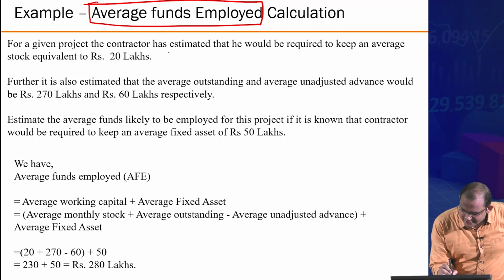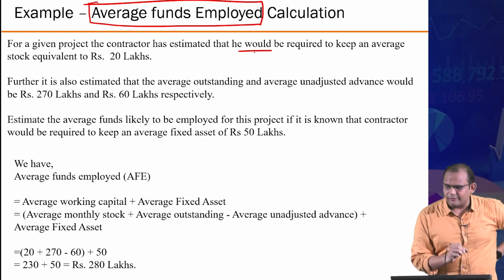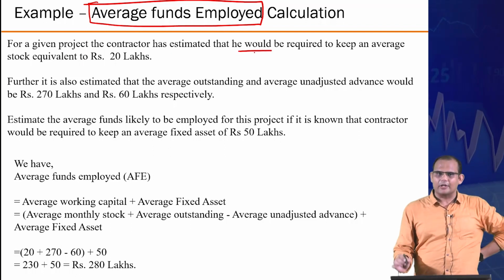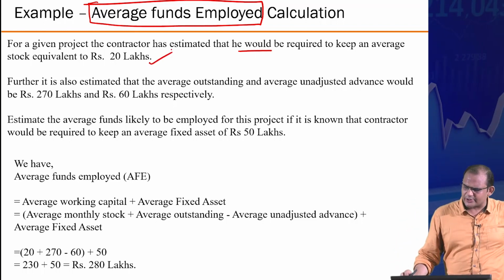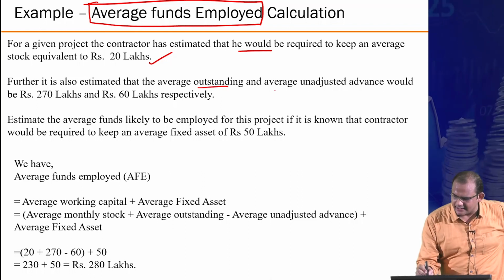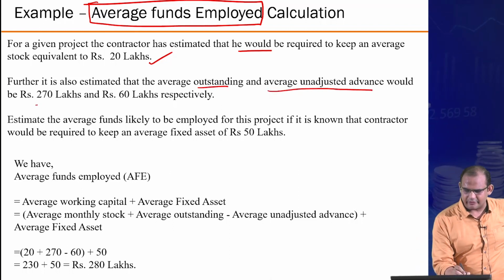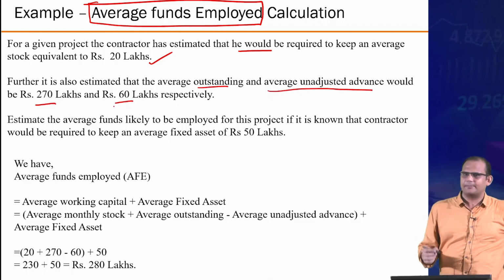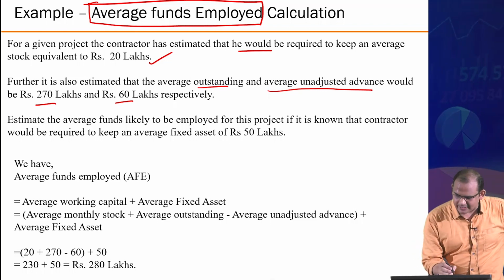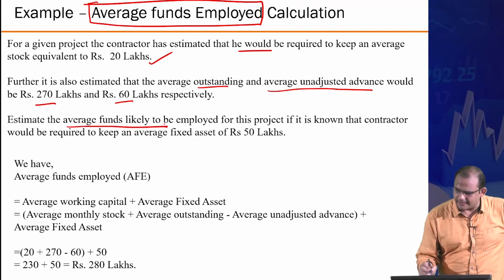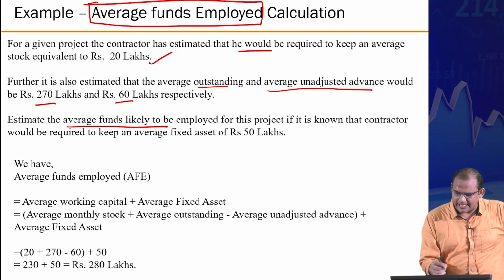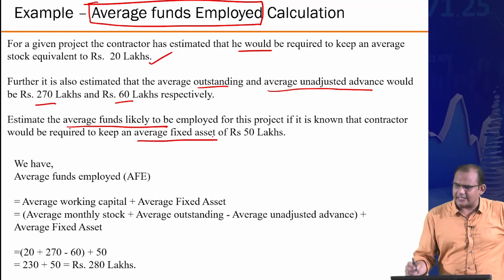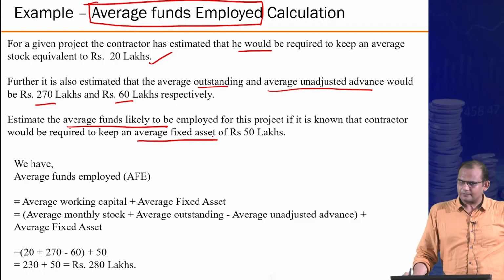So for a given project, the contractor has estimated that he would be required to keep an average stock equivalent of 20 lakhs, the same as the previous question. Further, it is also estimated that the average outstanding and average unadjusted advance would be 270 and 60. I already explained this to you. Estimate the average funds likely to be employed for this project if it is known that the contractor would be required to keep a fixed asset of 50 lakhs.